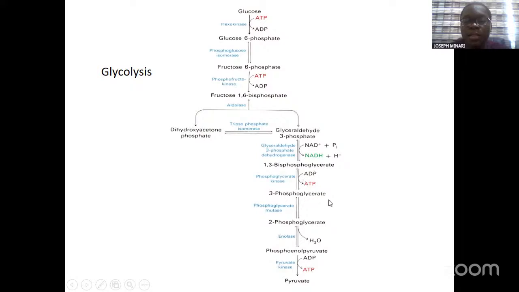and from 1,3-bisphosphoglycerate to 3-phosphoglycerate, from 3-phosphoglycerate to 2-phosphoglycerate, and from 2-phosphoglycerate you move to phosphoenol pyruvate, and from phosphoenol pyruvate we move to pyruvate. So that is the rundown from glucose through glucose 6-phosphate, fructose 6-phosphate, fructose 1,6-bisphosphate, glyceraldehyde 3-phosphate, 1,3-bisphosphoglycerate, 3-phosphoglycerate, 2-phosphoglycerate, and phosphoenol pyruvate down to pyruvate. So at the end of this, the net production of ATP, we have 2 ATP that is produced here.